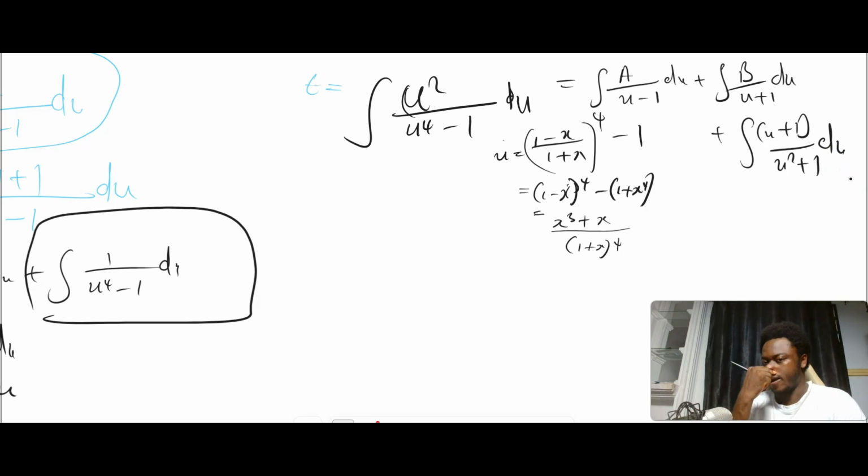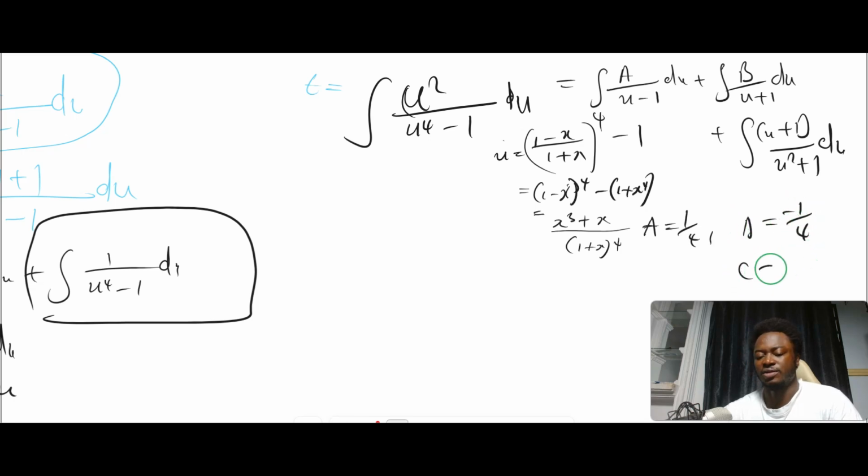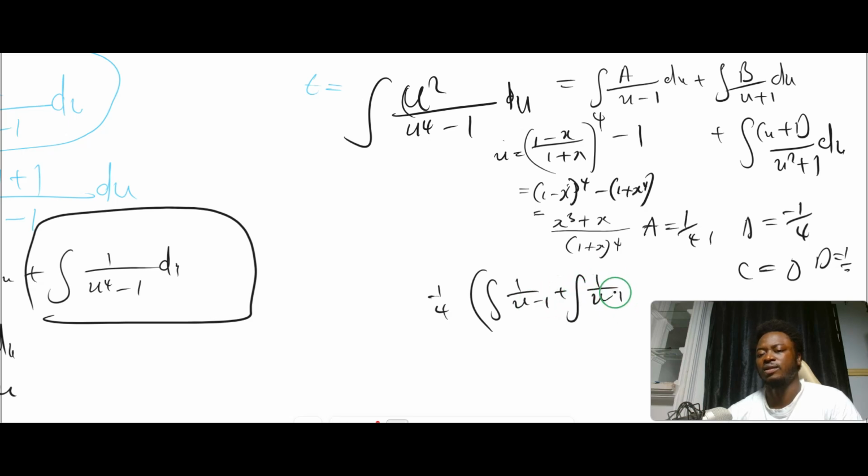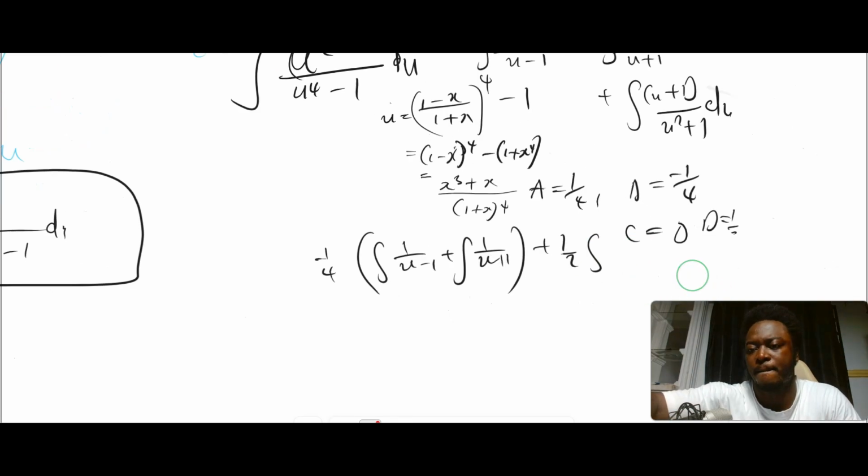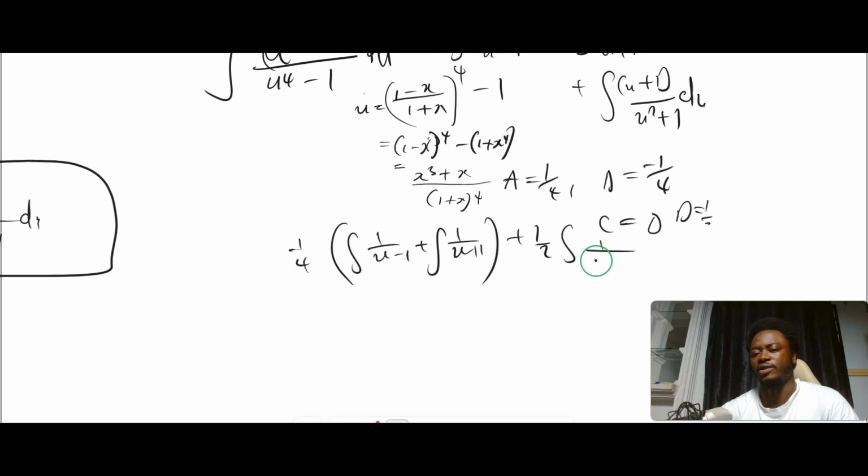Okay, so we look for a, b, c, and d. Now, usually in this case a should equal 1/4, b should be negative 1/4, c should equal 0, and d is equal to half. So you have 1/4 of the integral of 1 over u minus 1, minus the integral of 1 over u plus 1, and then plus half of the integral of 1 over u squared plus 1.